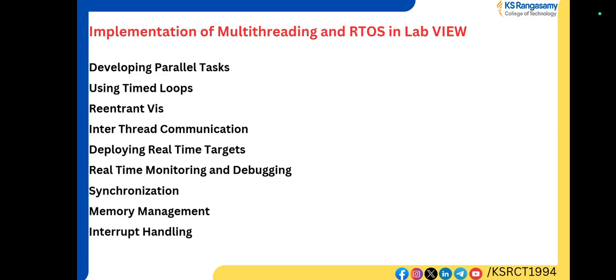Then creating timed loops. The timed loops create tasks that require precise timing. So we can set loop priorities using timing parameters. Then re-entrant VIs. The re-entrant VI is nothing but it allows multiple instances to execute concurrently without shared conflicts. The next one is inter-thread communication.